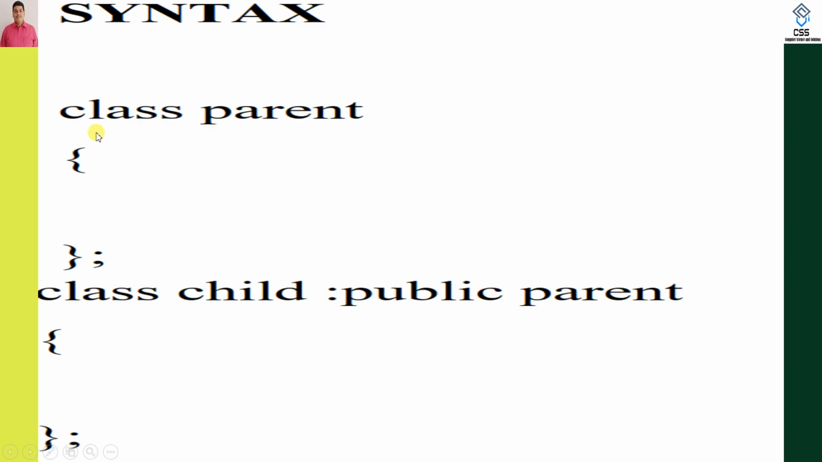The syntax is: class child colon access specifier parent, meaning public parent, private parent or protected parent. Class child colon public parent means this is the child class and this is the parent class.